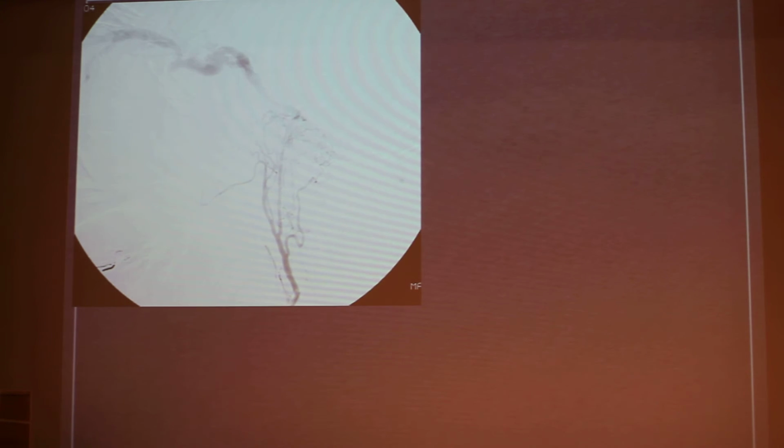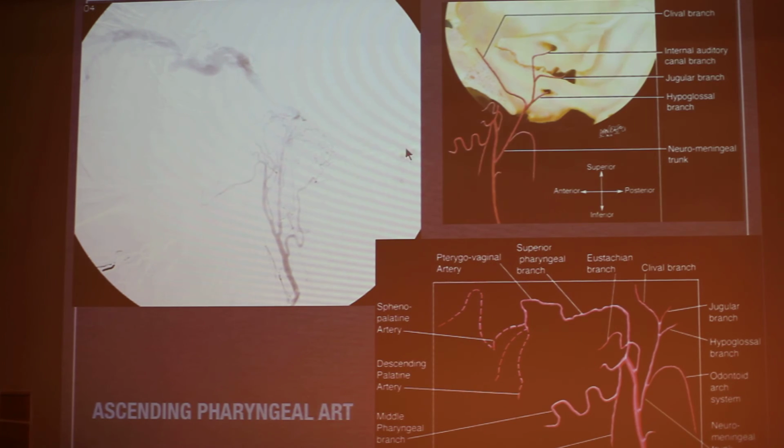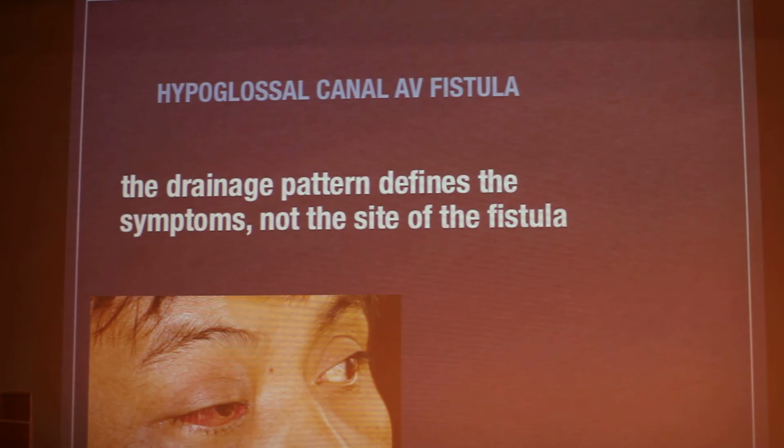And then you do a selective injection to this artery. Which artery is that? This is the ascending pharyngeal, good, and it has anterior branches that go to the pharynx, and posterior branches that go towards the area of the lower cranial nerves, and this is the artery of the hypoglossal canal. And you see again this network of arteries supplying this venous structure that drains anteriorly towards the orbit. So this is a hypoglossal canal AV fistula, in the area of the foramen magnum, that drains into the eye of the patient.